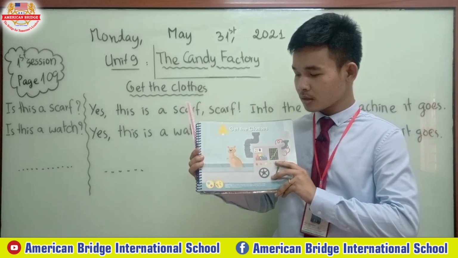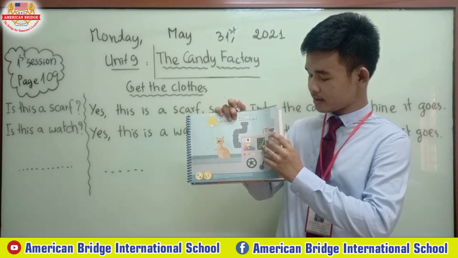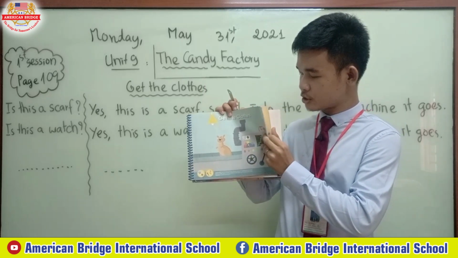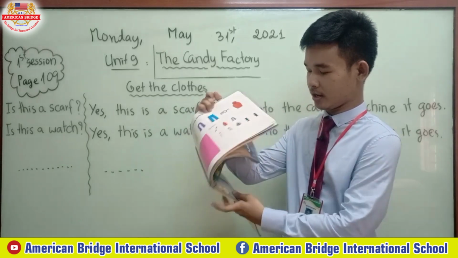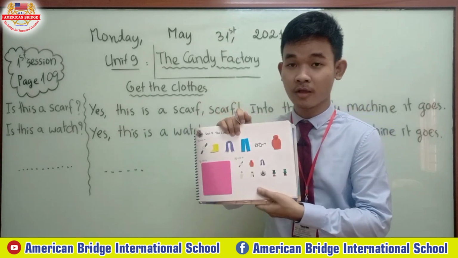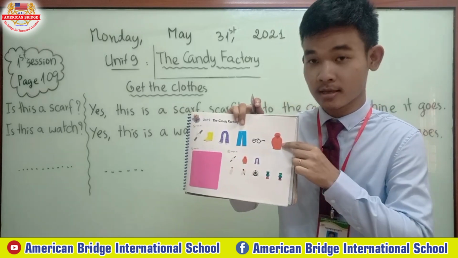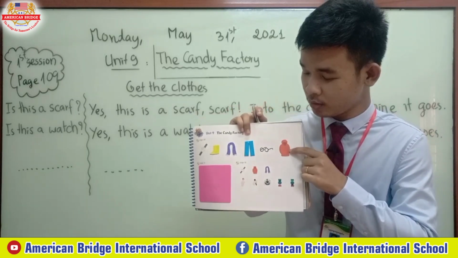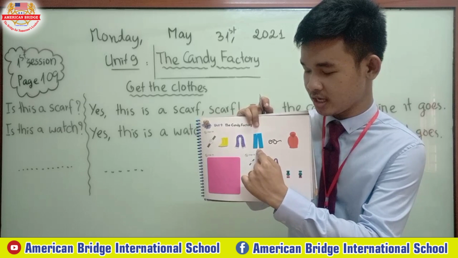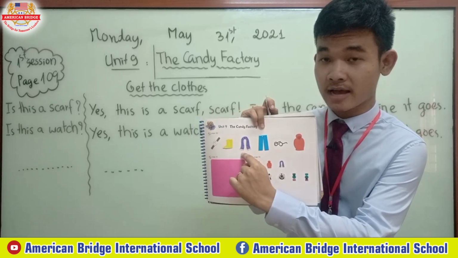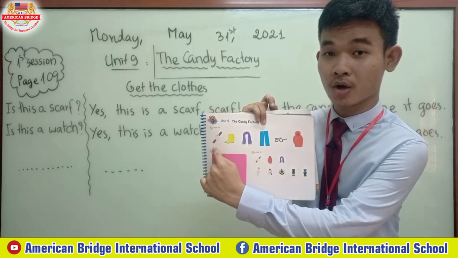So where is the sticker that you can find? Over here, okay? You can find the sticker over here. Let me show you. Over here. Do you remember all these clothes, everyone? What is this? This one is coat. Coat. Glasses. Jeans. Scarf. Boots. And watch. Okay?